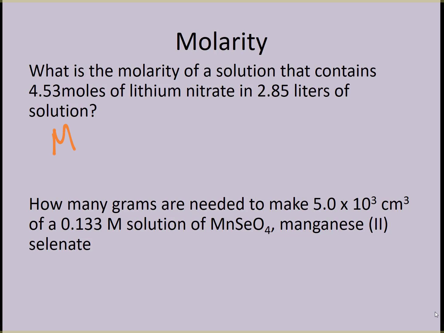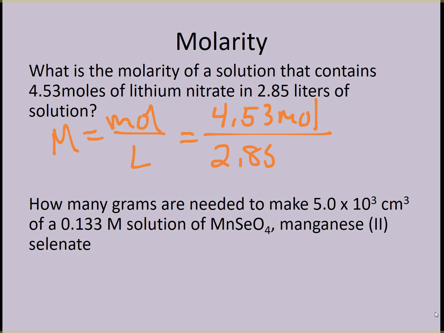So again, molarity by definition is moles per liter. And I already have moles, 4.53 moles of lithium nitrate, and my total solution is 2.85 liters. So the units are moles per liter, and it's also the formula. So dividing, I get 1.59 big M, and it's lithium nitrate.